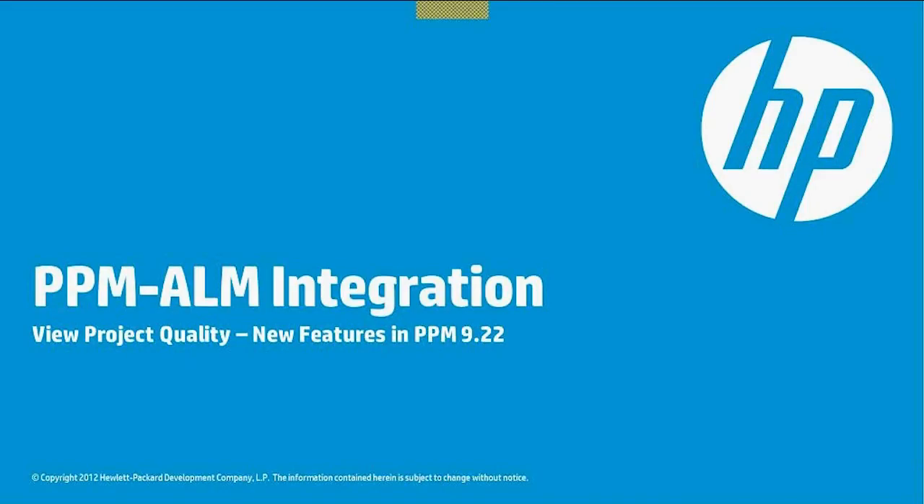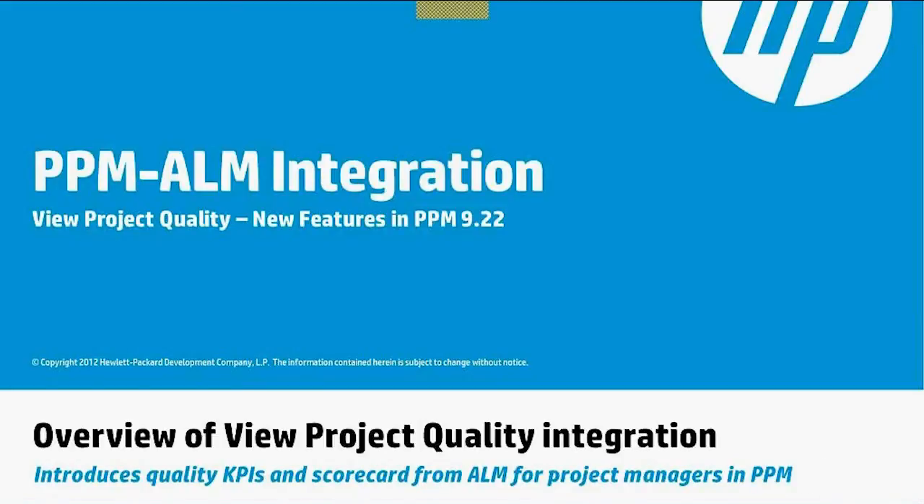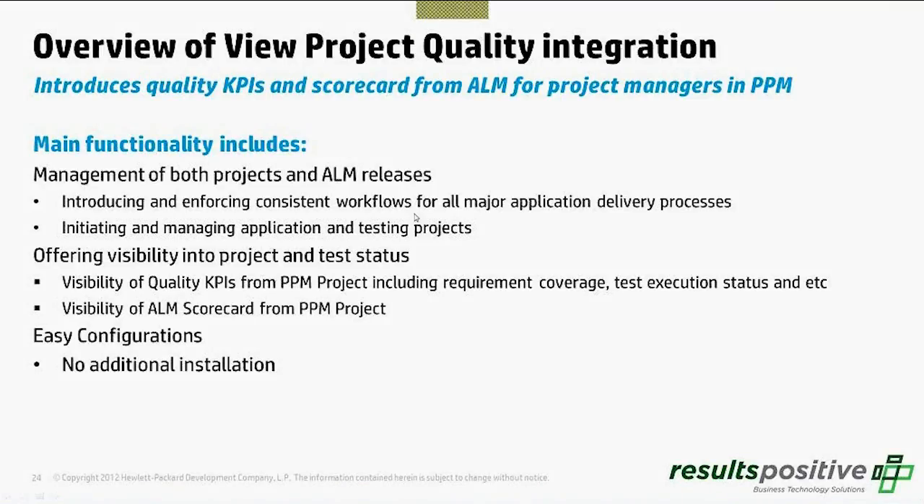On the PPM ALM integration, you can now manage both projects and ALM releases, so you can link to both projects and ALM releases, and you get the visibility of the quality KPIs coming in, including the requirements coverage, test execution status, and defect trend, and the ALM scorecard within PPM. And what's new in 9.2.2 is you can actually filter those results.